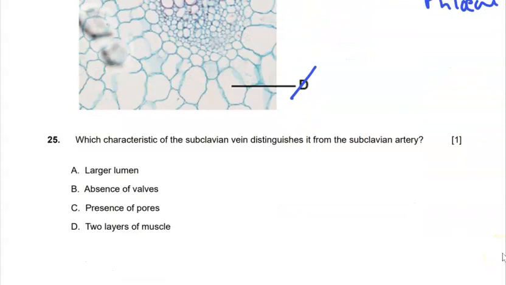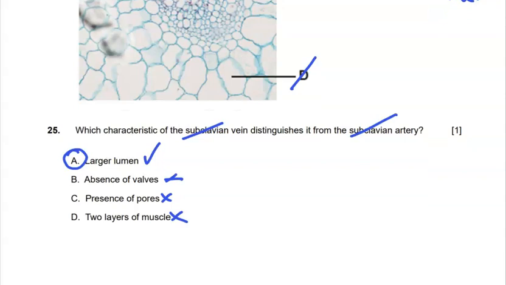25. Which characteristic of the subclavian vein distinguishes it from the subclavian artery? The subclavian is a distraction. The question really is, which characteristic of the vein distinguishes it from the artery? And large lumen does seem to fit the bill straight away, so it looks like we're going to go for 25A. Quick check, absence of valves, certainly not. Veins have valves. Pores doesn't come into the discussion, and the layers of muscle are not a distinguishing feature. So 25A.